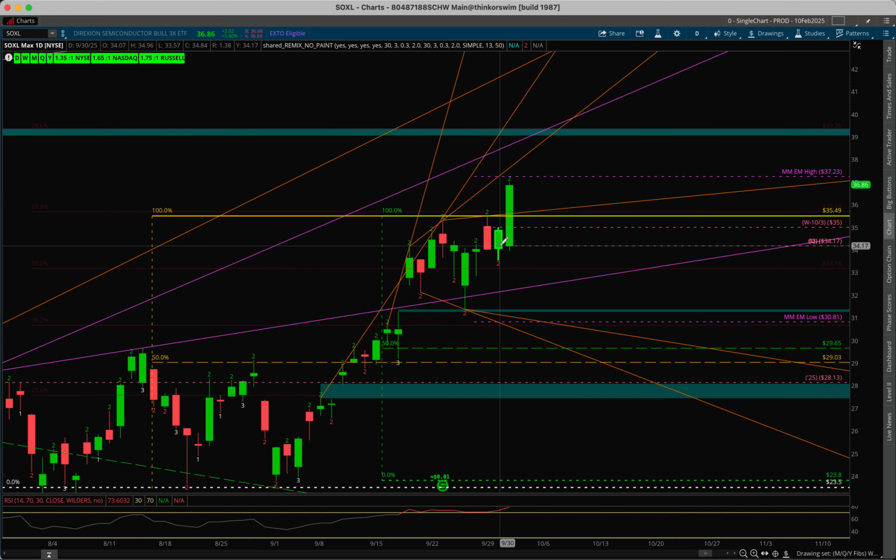To the downside, we could have the 2 up, 2 down. That would target, or the magnitude would be the low of this candle, 33.57. So again, trigger would be 33.98. Magnitude would be 33.57.